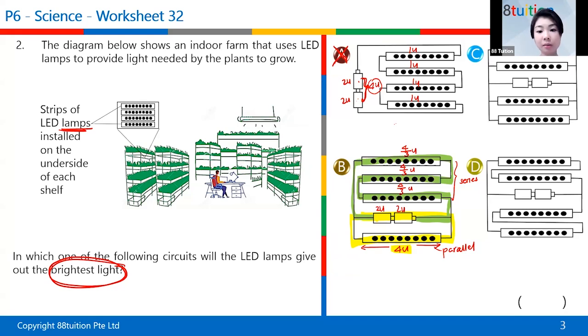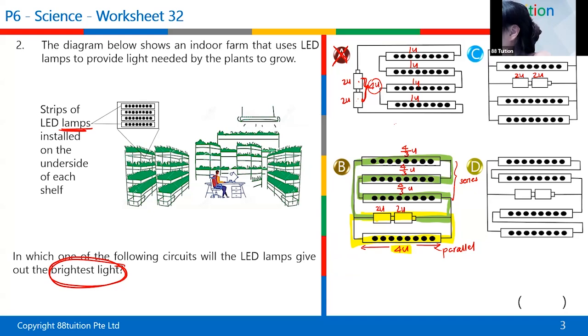Christina, can you tell me how are the lamps connected in C? The 2 on top are what? Actually, every single one is connected in what? Christina, how is the arrangement of the lamps in C? Parallel. All parallel, very good.